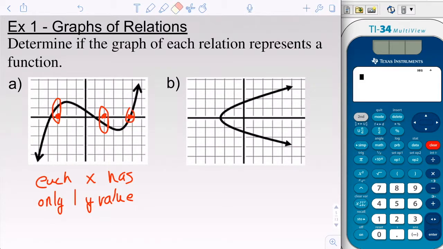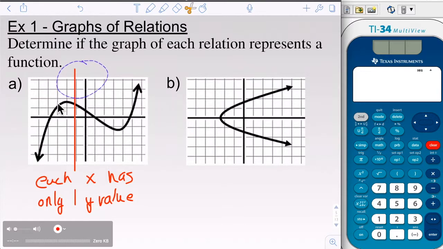Now, another way we can do this, besides just going and looking at every single one of them, is we have this thing called the vertical line test. It's basically that exact same thing, but it's a little bit easier to demonstrate. So check this out. If I drag this vertical line across, we're looking to see, does the line cross the curve, the relation, at more than one place at a time?